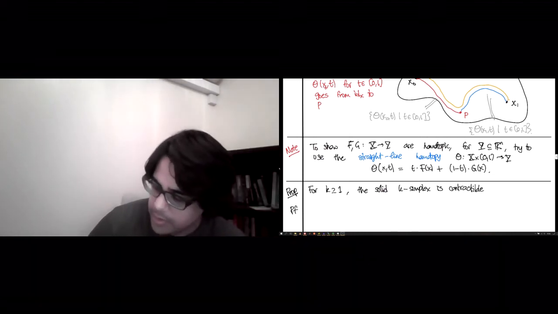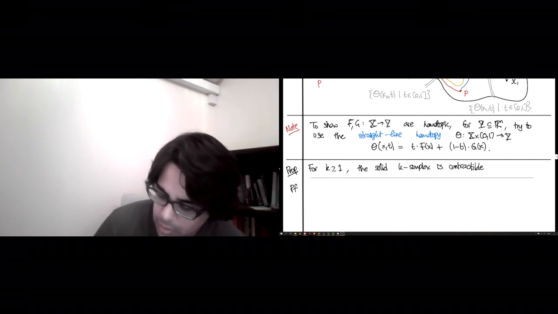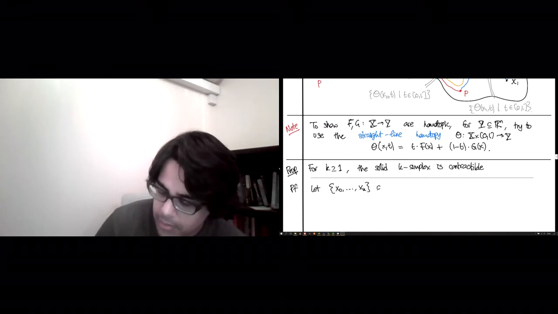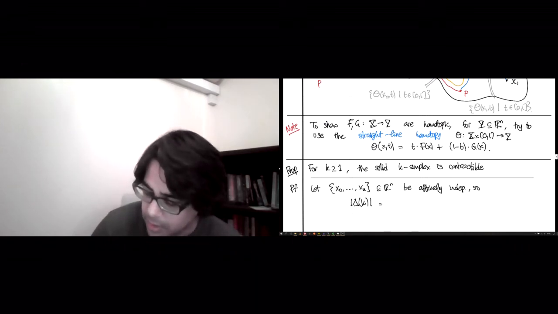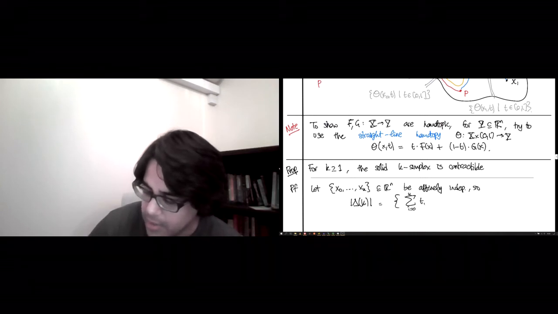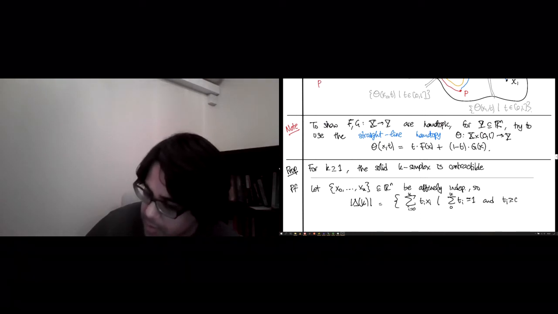And if you'd like to prove this, let's set it up. The proof goes something like this. So let x0, ..., xk subset of Rn be affinely independent, so that the geometric realization of the thing that we want to show is contractible is the linear combination of i equals 0 to k of ti xi, subject to the requirement that the sum of the ti's is exactly 1, and each of these individual ti's is bigger than or equal to 0.